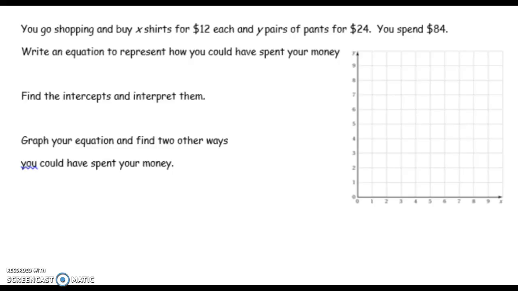So I'm going to do 12x because I know that's how much my t-shirts cost. And I'm also going to do 24y because I know that's how much my pants cost, and I'm going to spend a total of $84. Well, what I need to do is I need to add those two together because 12x plus 24y is going to equal the total that I spend together.